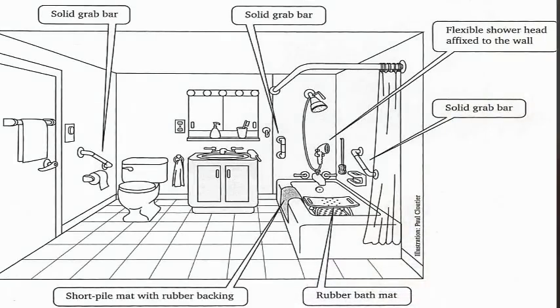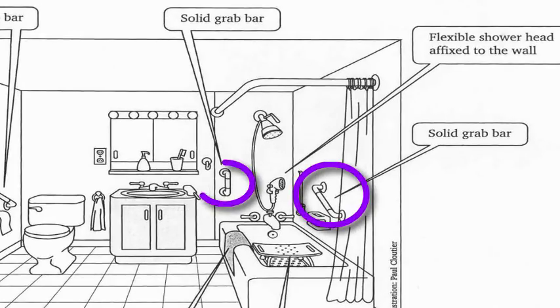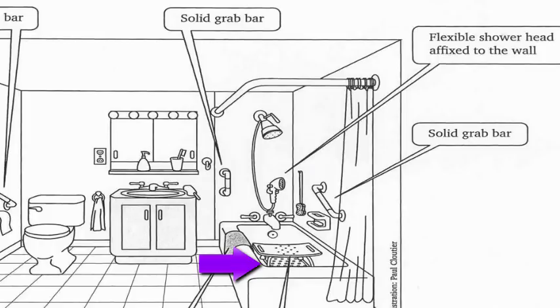In this slide, there are a number of bathroom safety features. For example, 2 grab bars in the tub area, a long rubber mat that covers the entire surface of the tub, a handheld shower, a bath seat, and a bath mat with rubber backing.